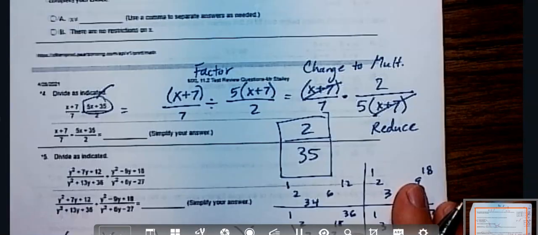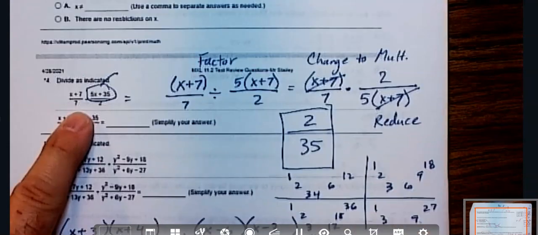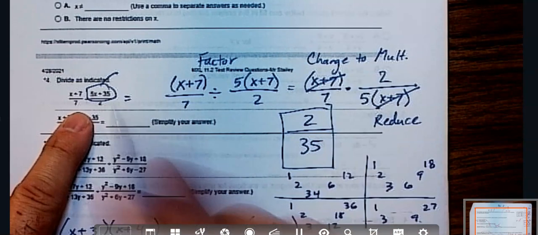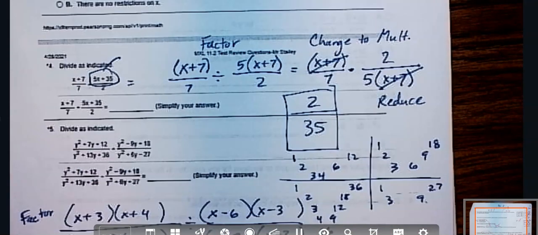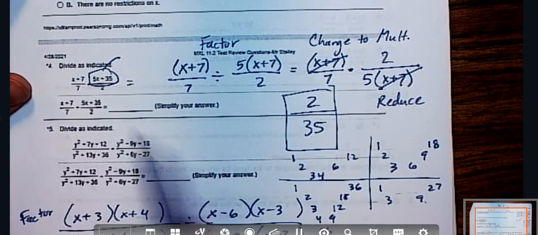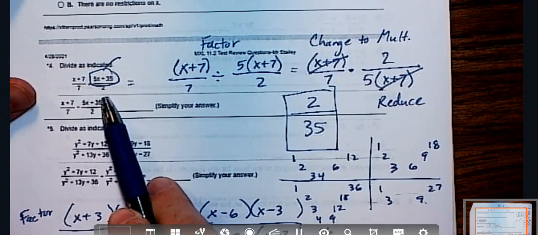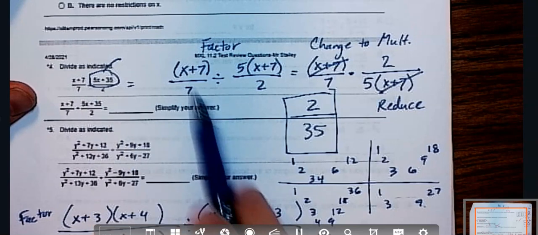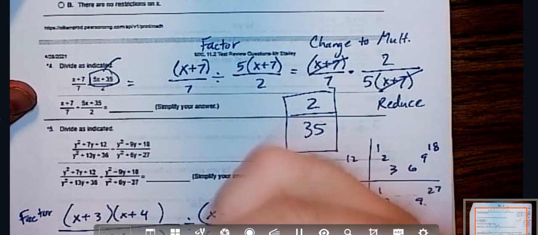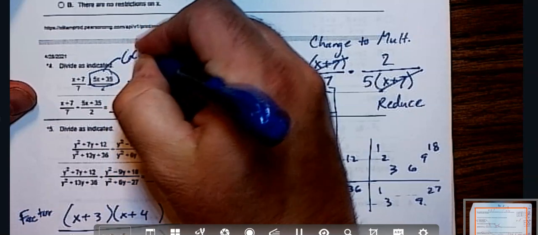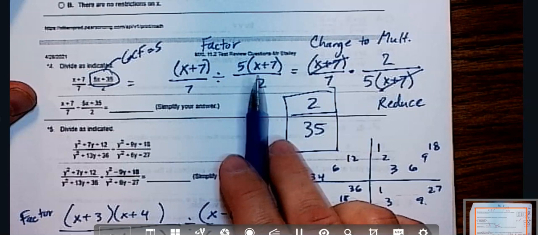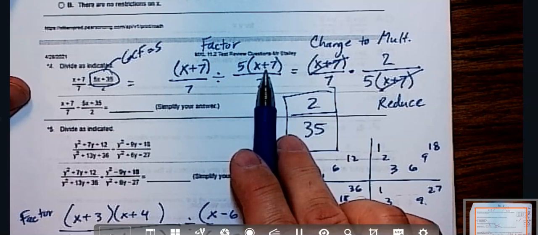When we get to division, division is the one where we're going to factor it and then change it to multiplication. So on this question right here of division, sorry to get interrupted again, but we factor everything. So I see a GCF right there. A GCF in this case was equal to 5. We can pull that out. That left us 5 times x plus 7 there.